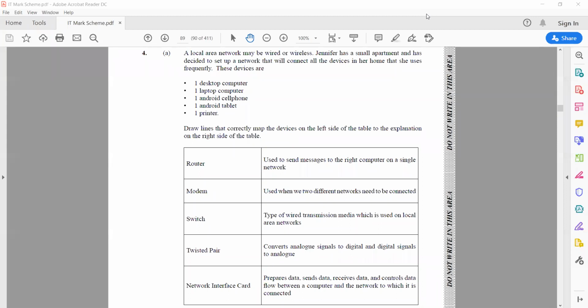Anyone wants to suggest? Okay, we have another suggestion. The network interface card is used to send messages to the right computer on a single network. No, that's not correct either. Any other guesses for that? The switch 2, used when two different networks need to be connected. No, a switch is not used for that either.